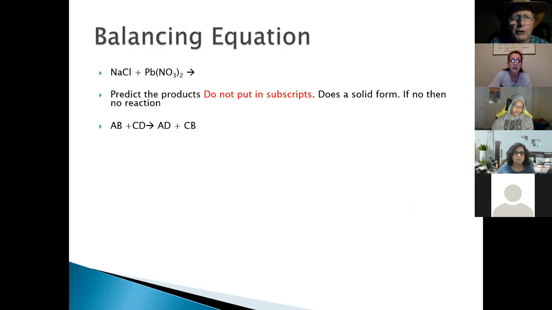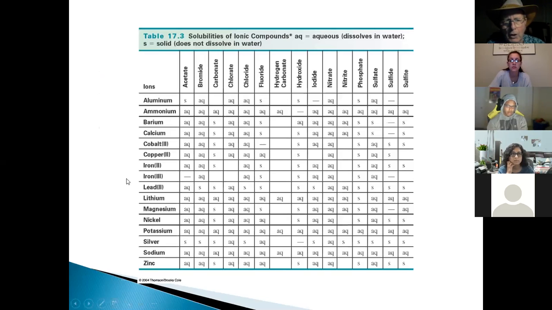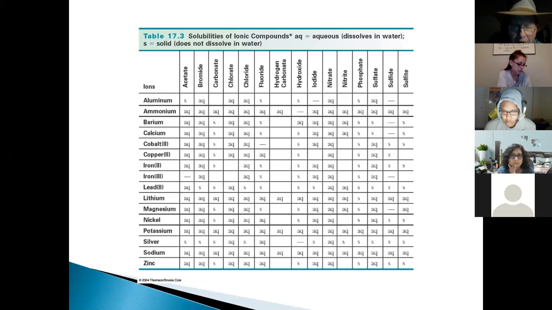So we have sodium nitrate. I look over here at sodium. I look over at nitrate. Oh, we're good, guys. It's aqueous. Remember, if everything is aqueous, you have no reaction, you don't have to do anything more. So I'm going to look at my lead and chlorine. Solid. I have to go on. If I have a solid forming, that means that I have a reaction. If I had two aqueous ionic compounds formed, there would be no reaction. I could stop at that point. If I get a solid, I have to continue on.